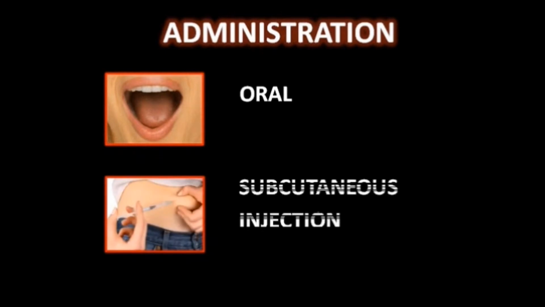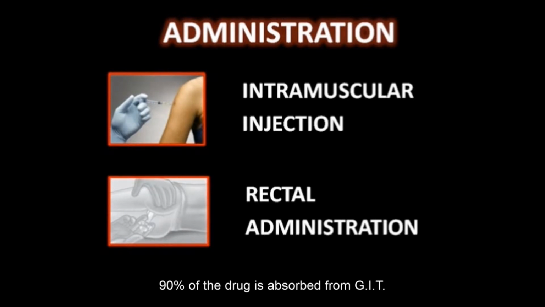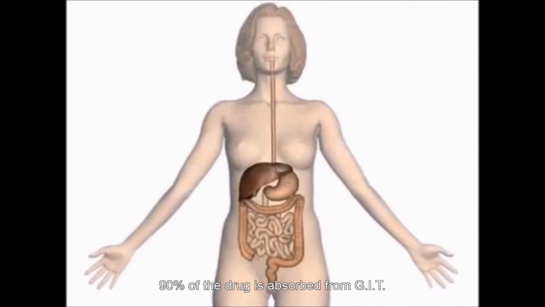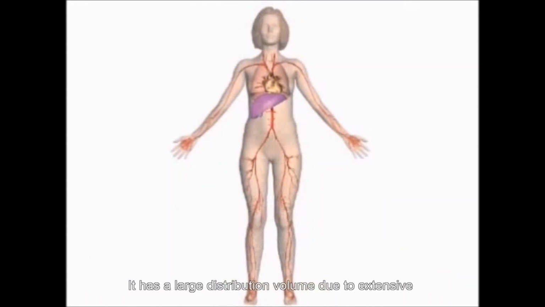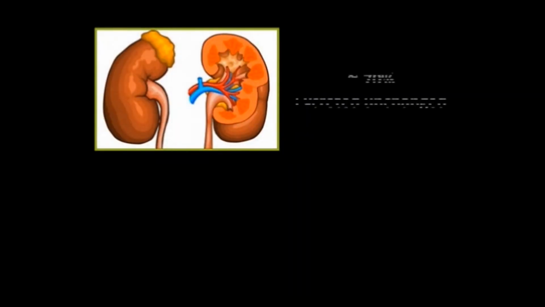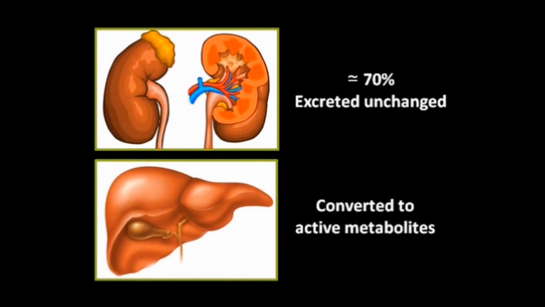Chloroquine is administered orally, subcutaneously, intramuscularly, and rectally. 90% of the drug is absorbed from the gastrointestinal tract. It has a large volume of distribution due to its extensive sequestration in tissues of the liver, spleen, kidney, and lung. More than half of the drug is excreted unchanged by the kidney, and the remaining is converted to active metabolites in the liver.